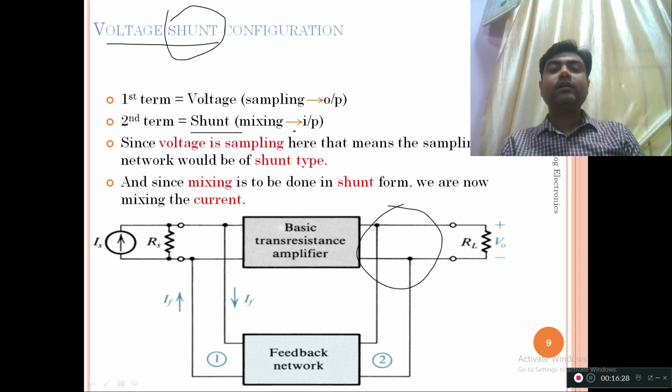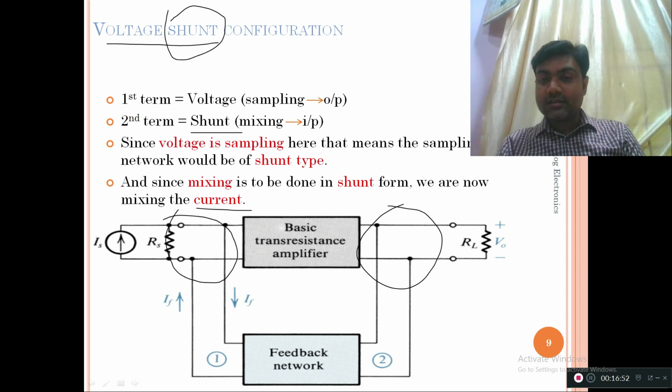Whenever the shunt form of mixing is applied, the mixing is done in the form of current. Series mixing is nothing but voltage, like the KVL circuit. Shunt mixing is nothing but current, like the KCL circuit. So here you can see that the diagram is of the shunt form. And why is the diagram here in the shunt form at the output? Because we are sampling the voltage.